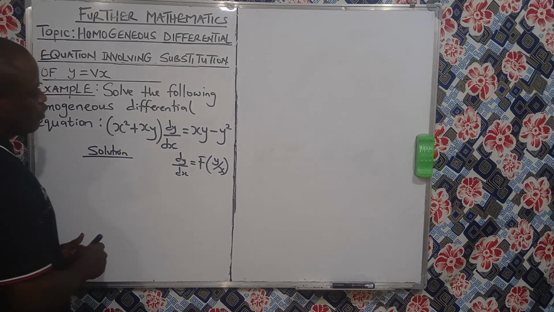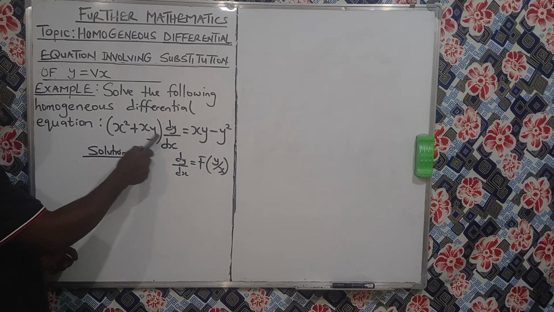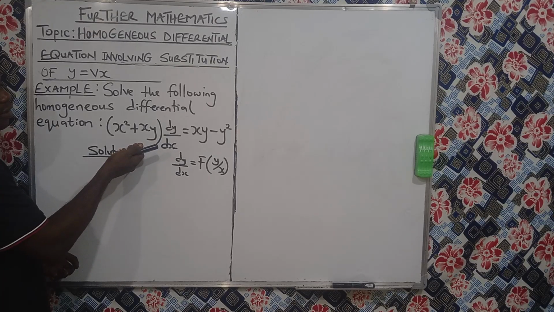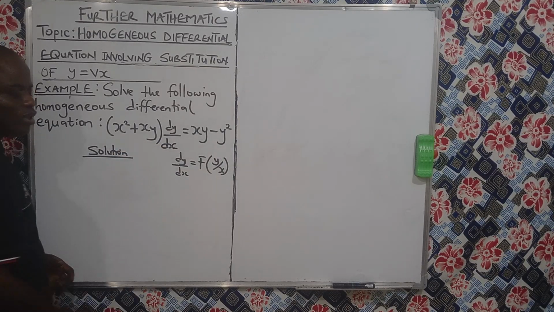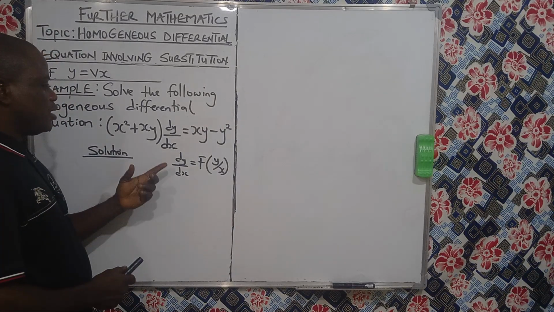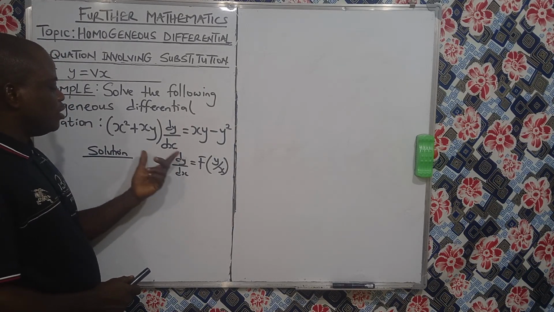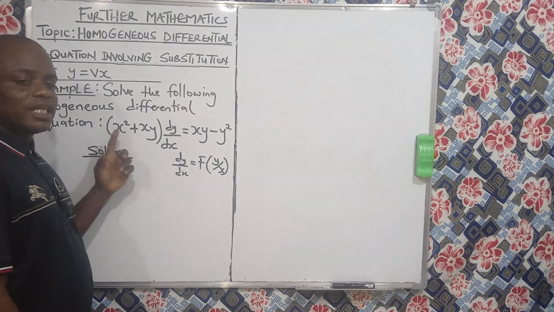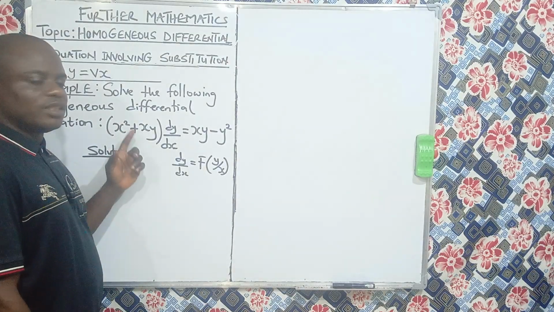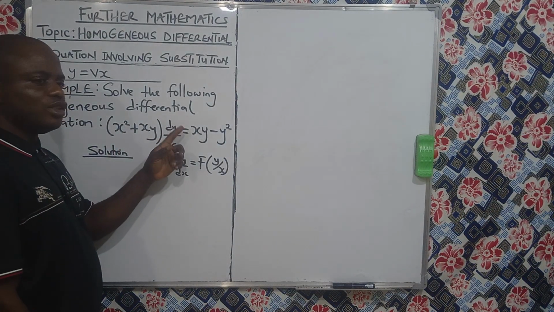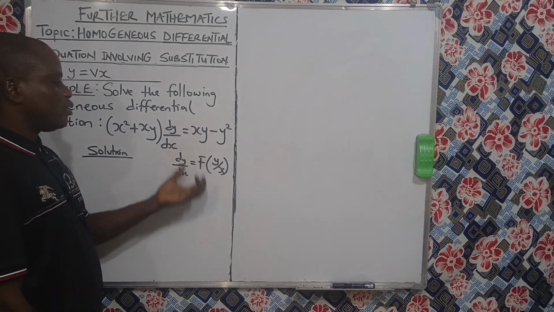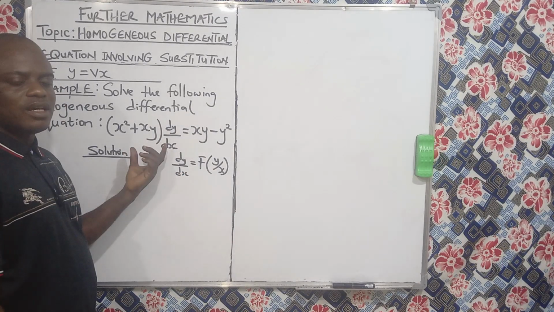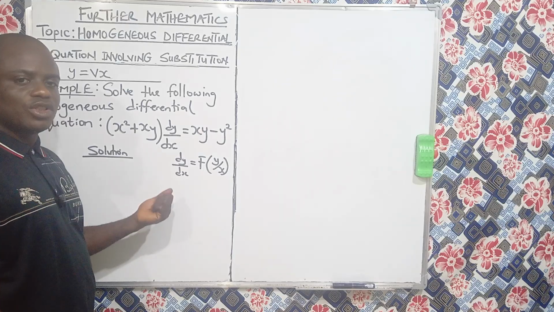Now we are going to confirm if x squared plus xy, when it is divided on both sides and it comes to the right hand side, and after that we divide both sides by the highest power of x, that is the highest degree, in both the numerator and the denominator. After doing that division, we want to see whether it is a homogeneous differential equation or not.